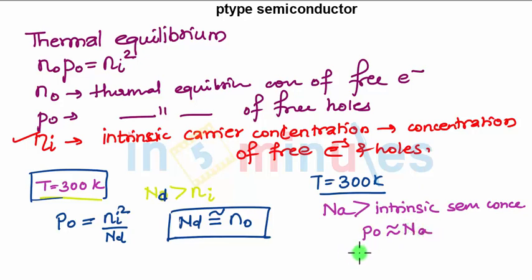So, I can write n0, the concentration of free electrons, as ni squared upon Na. The concentration of free holes is replaced by the total number of acceptor concentration in the structure. So these 2 points conclude the intrinsic and extrinsic semiconductor types.